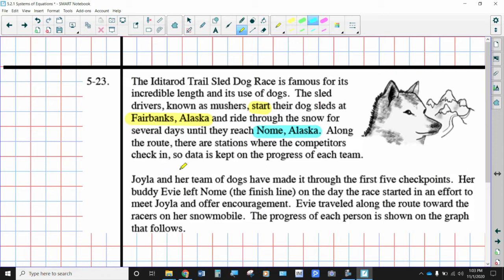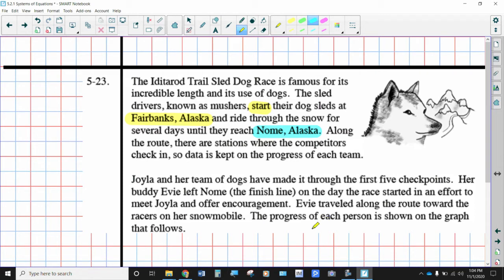Joyla and her team of dogs have made it through the first 5 checkpoints. Her buddy Evie, who left Nome on the day the race started in an effort to meet Joyla and offer her encouragement. Okay, so Joyla's at the starting line. She's the one with the dog. She is racing. She is heading toward Nome. Evie, she is in Nome, and I don't think she's got a dog sled. I think she's just traveling on her own along the path to get her back to Fairbanks. It's the path that the dog sleds would be going on, and her plan is to meet them somewhere along the way. Evie traveled along the route toward the racers on her snowmobile. Oh, there you go, snowmobile.